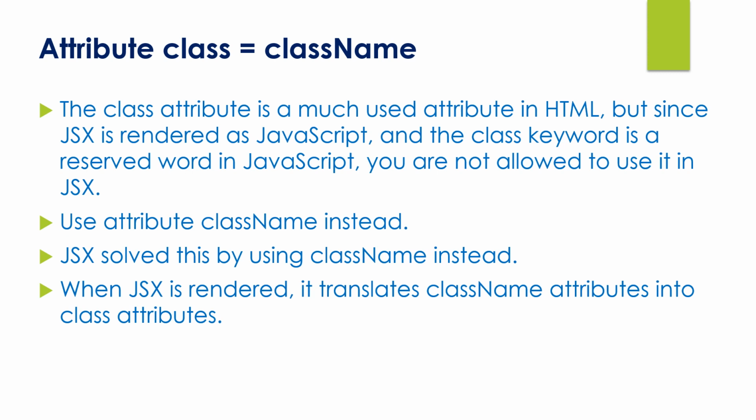Attribute class equals className. The class attribute is a much used attribute in HTML. But since JSX is rendered as JavaScript and the class keyword is a reserved word in JavaScript, you are not allowed to use it in JSX. So we use the attribute className instead. JSX solved this by using className instead. When JSX is rendered, it translates className attributes into class attributes.